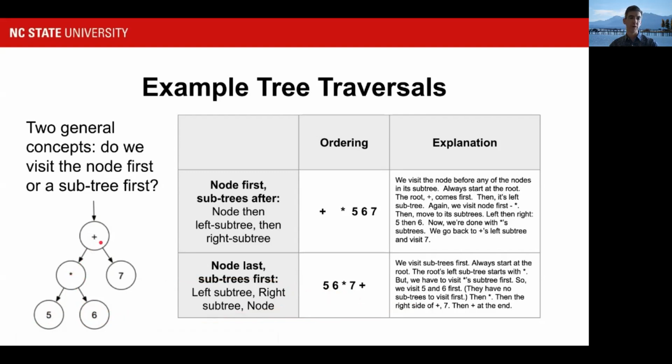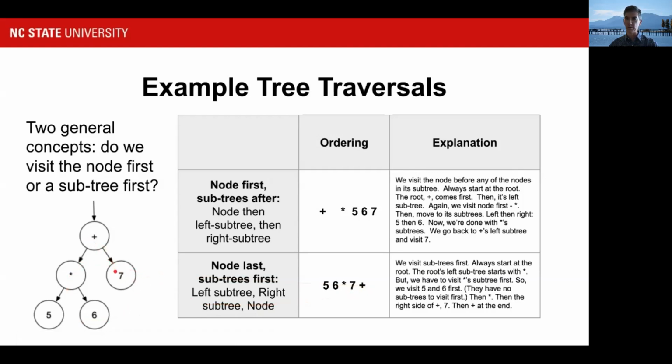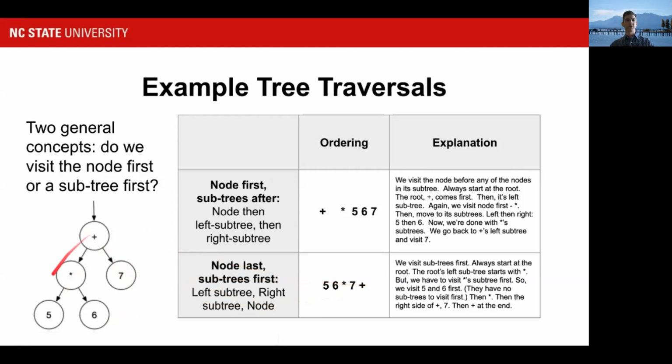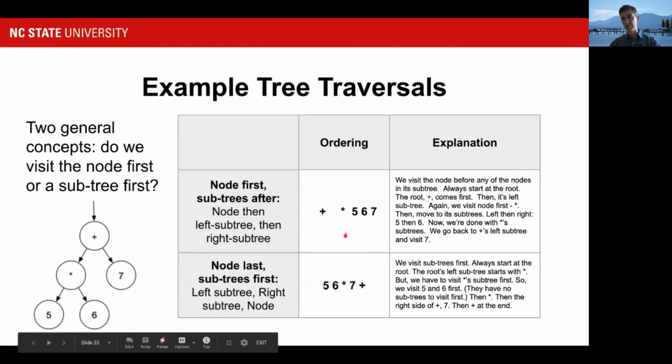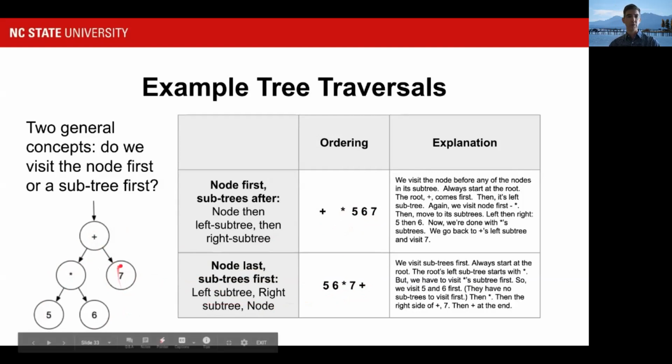Okay, after star, we'd go up to plus and realize that plus had another subtree. So we would visit that other subtree first. And so we'd visit 7. And now all of plus's subtrees are visited. So we would put the plus here. Okay, so from this tree, I came up with 2 different orderings. And there's even yet another ordering that we could consider as well, where we visit a node in between the 2 subtrees, rather than either before or after. All of these different traversals have names and are useful in certain scenarios.